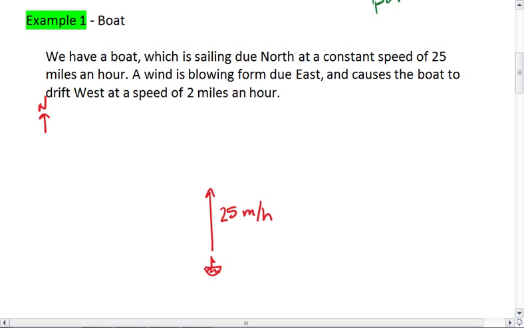Alright, a wind is blowing from due east and causes the boat to drift west at a speed of 2 miles per hour. Okay, so here's our situation.